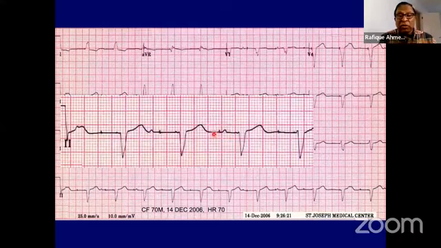And this is probably random, because this P wave and this P wave look like just random atrial pacing. I don't believe this. Again, you can see this one did not capture.